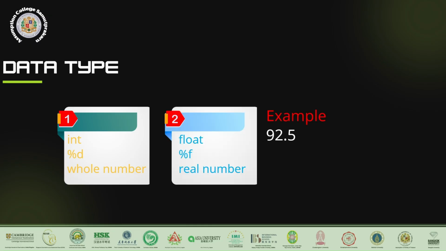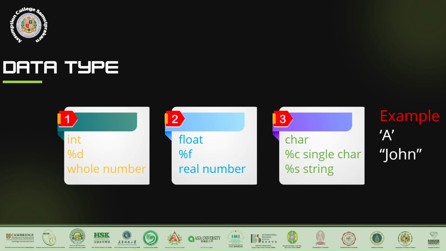Next is float, used for decimal numbers like 92.5. Its format specifier is %f. We also have char, which stores a single character like a. Its format specifier is %c. For text values such as names, C uses a character array, which is commonly referred to as a string. For example, char name equals "John". Its format specifier in printf is %s.